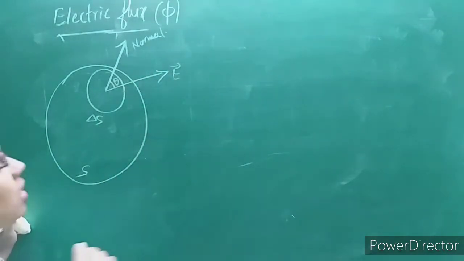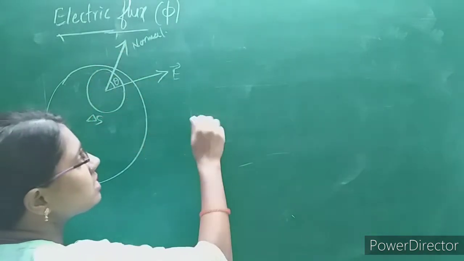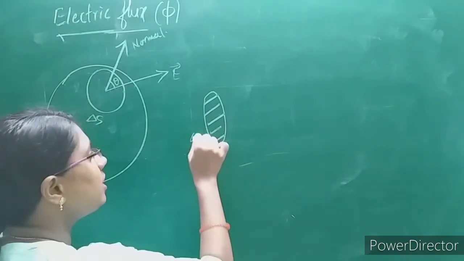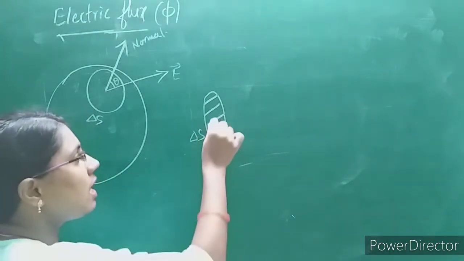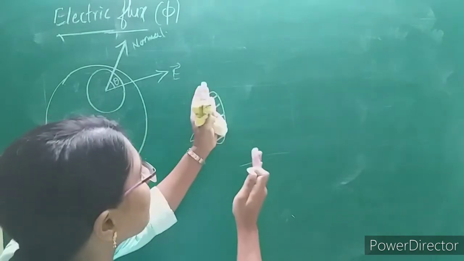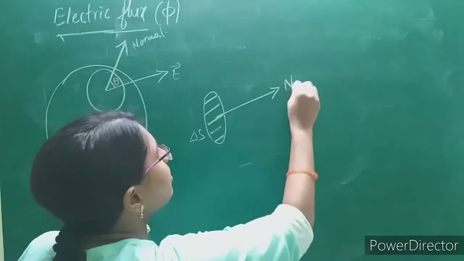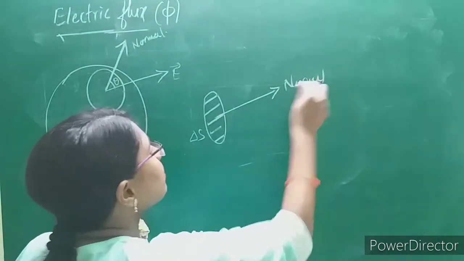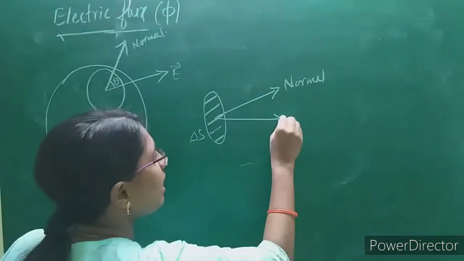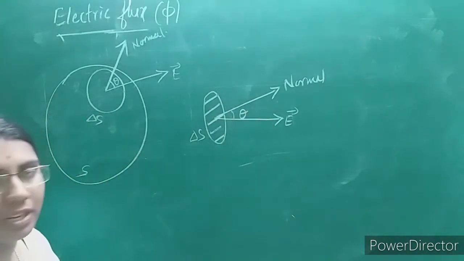Consider the side view of this. Here we have taken the small area element of area delta S, and if we draw a normal to this surface area element, normal meaning perpendicular, this normal is making an angle theta with the direction of the electric field.